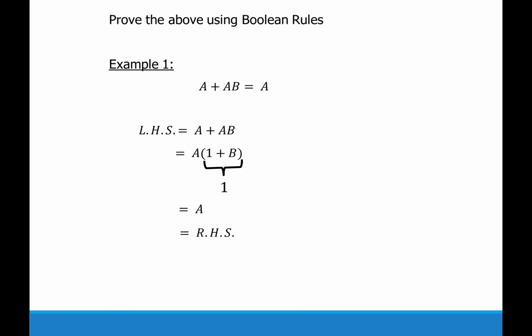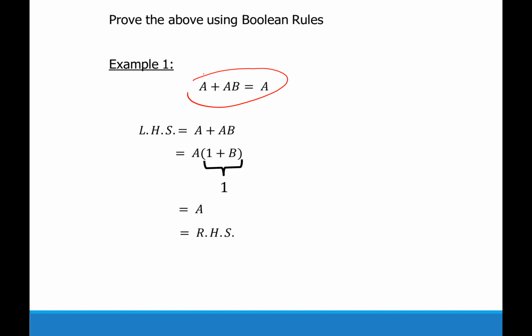Also, we need to show that the left-hand side is equal to the right-hand side by using, in this case, the Boolean rules. The rules we discussed earlier. I guess now you can remember a little bit of them, right? So we are going to use those rules to show the validity of this Boolean expression. We are going to show our left-hand side is equal to the right-hand side.